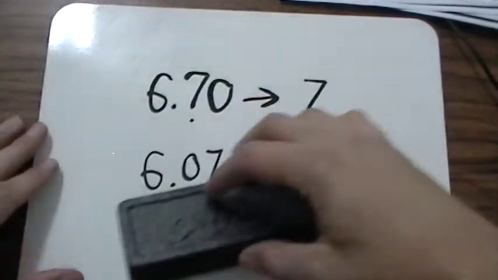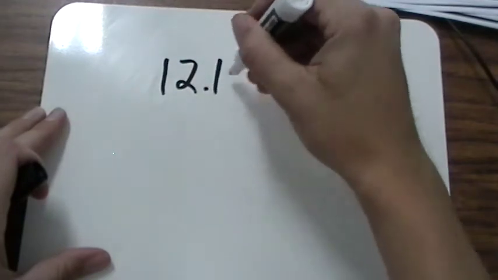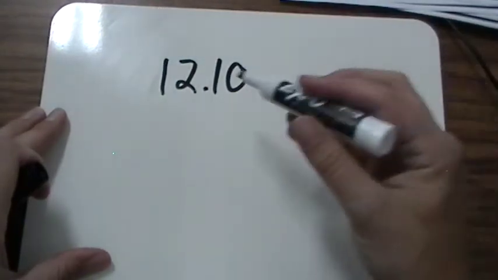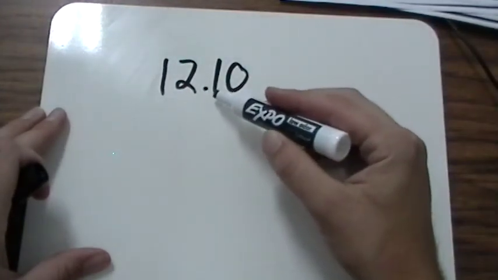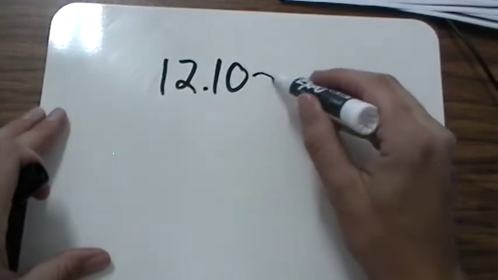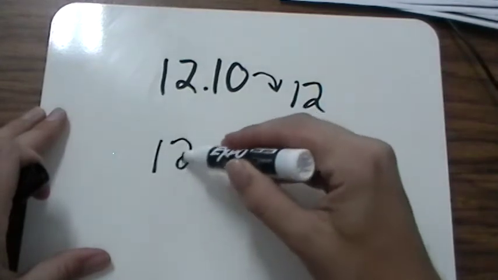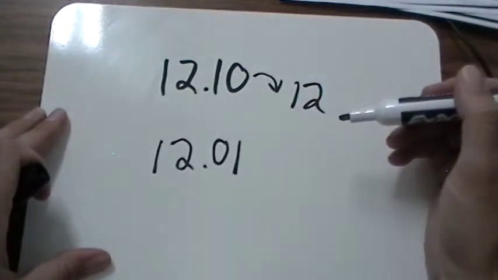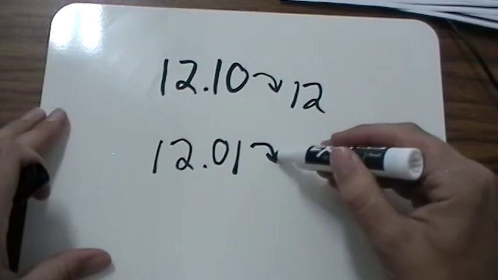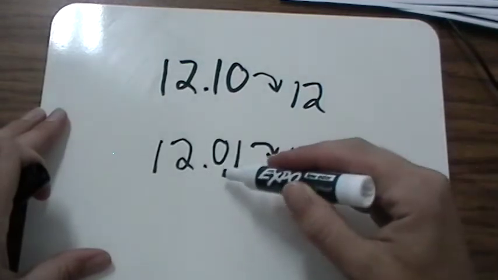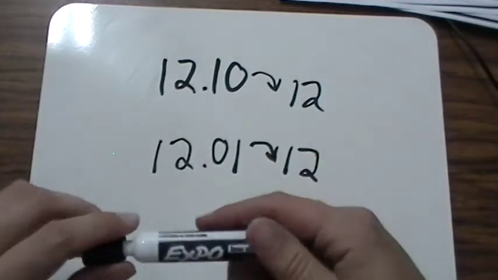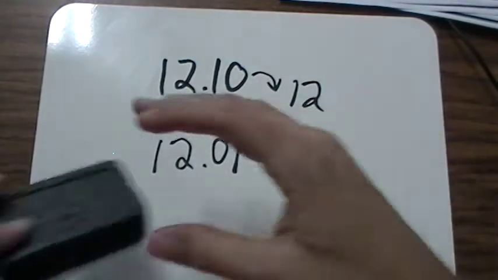Let's practice rounding one more time. If I have $12.10, the 1 is smaller than 5, so I round down to $12. If I have $12.01, I still round down to 12 because that 0 there is telling me I'm rounding down. The nearest dollar is 12.